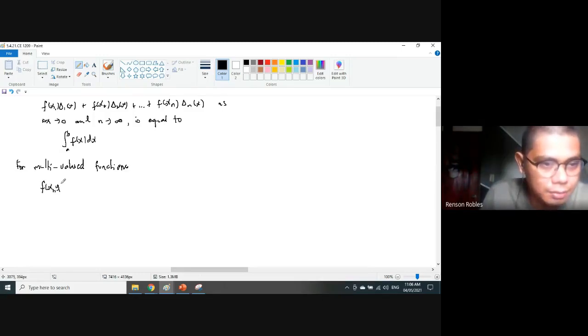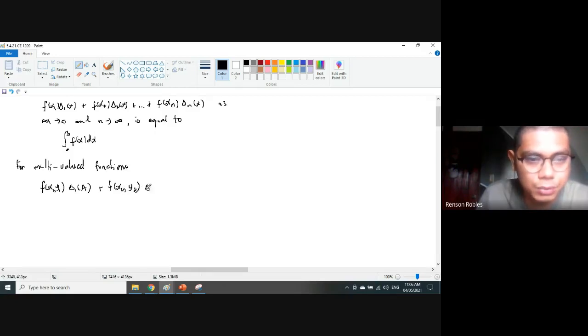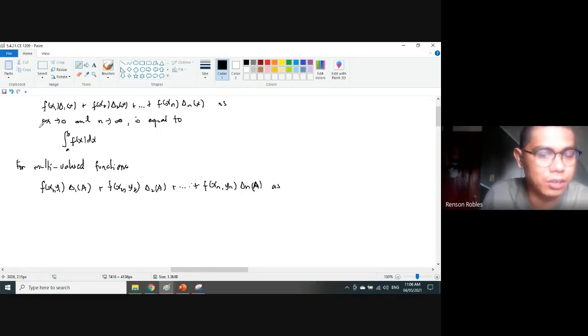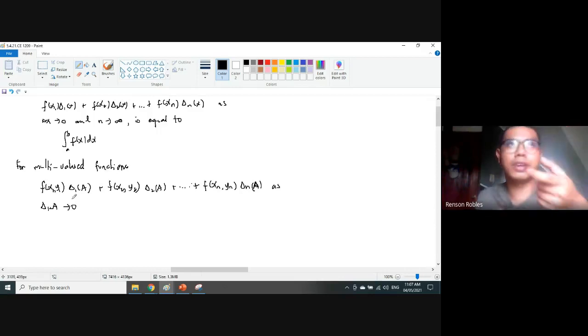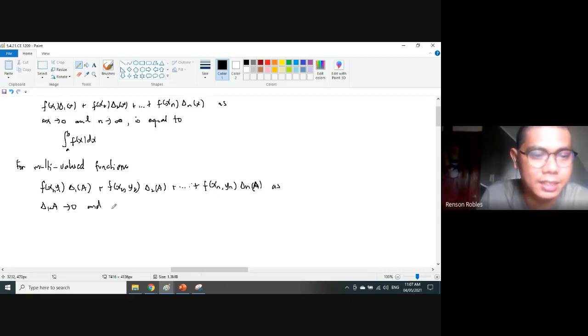f of x1, y1, delta sub 1 of a, plus f of x sub 2, y sub 2, delta sub 2 of a, running until f of xn, yn, delta sub n of a, as, in this case, it's no longer delta x, but delta sub k of a approaches 0, meaning the area of the base, and as n approaches infinity.